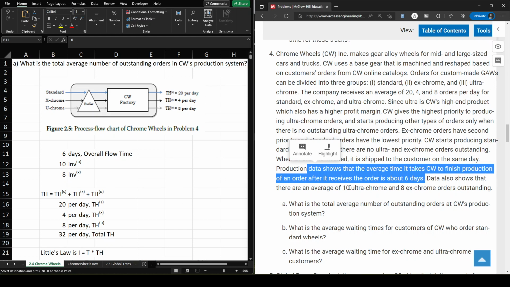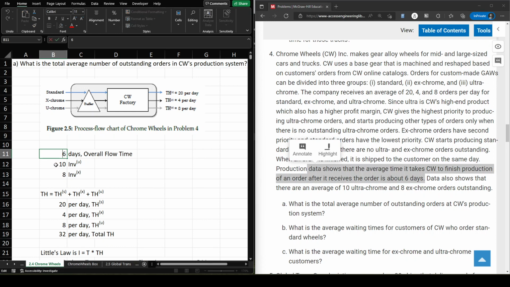Also, we know that there's an average of 10 Ultra Chrome in inventory. So we have an inventory here for Ultra Chrome of 10. We have an inventory of X Chrome of 8. What does that mean? That means within this system, the average number of Ultra Chrome units, products in the system is 10. And the average number of X Chrome products in the system is 8. So this is the data that it gives us.